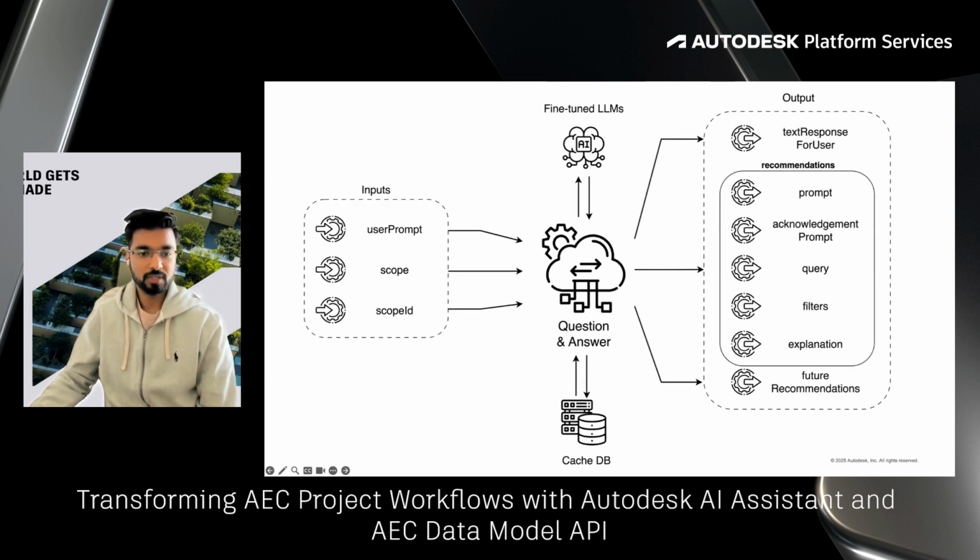The QA submodule takes an additional parameter, that is user prompt, to capture the user query in natural language apart from the scope and scope ID. As for the output, it provides a high-level textual response followed by a list of recommendation and future recommendation. The structure of the recommendation object is consistent here, consisting of prompt, acknowledgement prompt, queries, filters, and explanation.